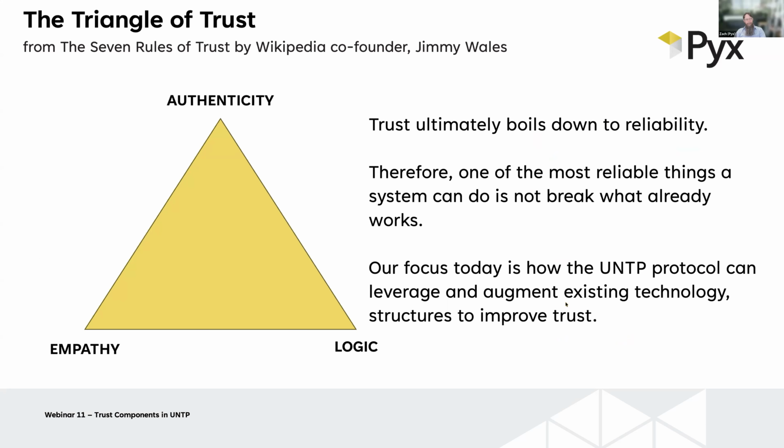Getting into the trust idea, we grabbed this triangle of trust from the Seven Rules of Trust book by Wikipedia co-founder Jimmy Wales. And actually, that triangle comes from research that's come out of, I believe it's Harvard, as well as what is required for people to trust things. This triangle of trust coalesces authenticity, empathy, and logic. But all of them coalesce to one core idea, which is reliability.